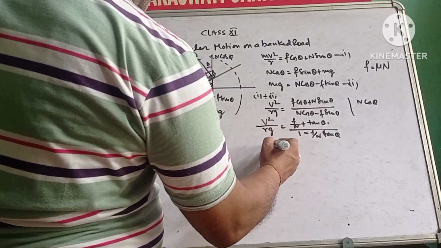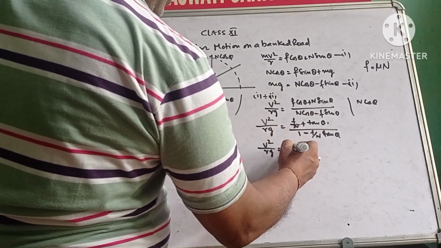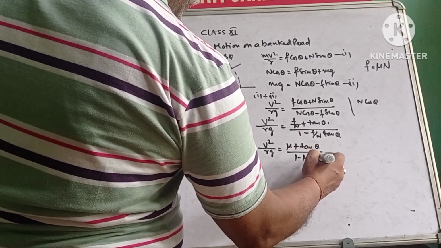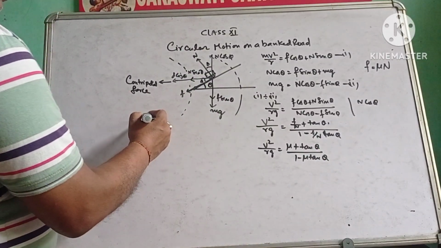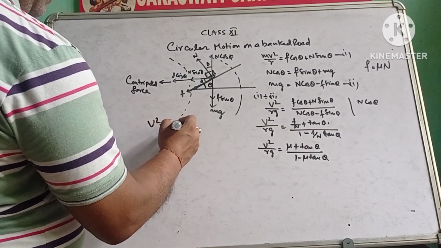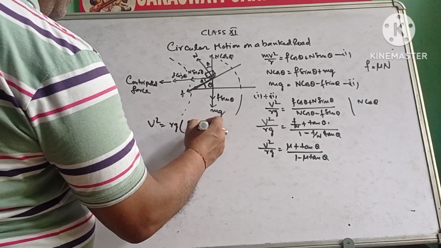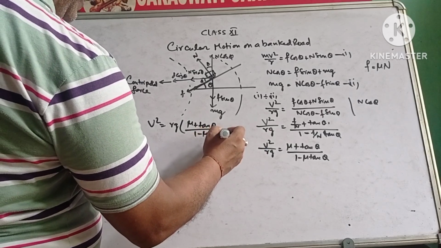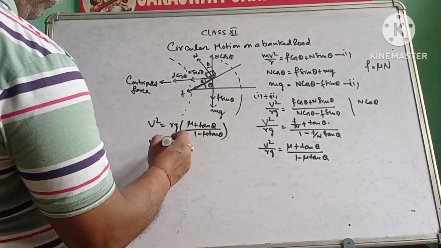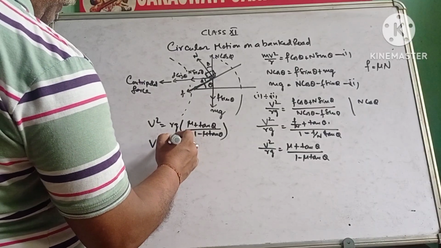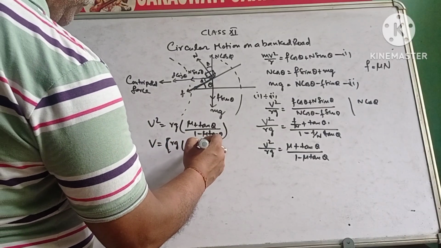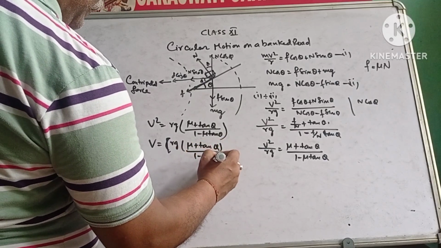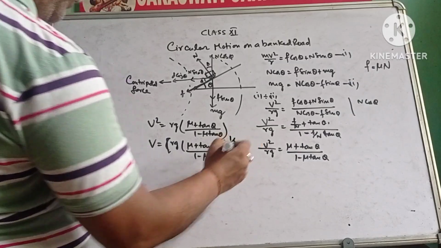So this is v square by rg, that will be coefficient of friction plus tan theta over 1 minus coefficient of friction tan theta. So here v square will be rg times coefficient of friction plus tan theta by 1 minus coefficient of friction tan theta. So v will be equal to rg times (coefficient of friction plus tan theta) by (1 minus coefficient of friction tan theta), to the whole power 1 by 2.